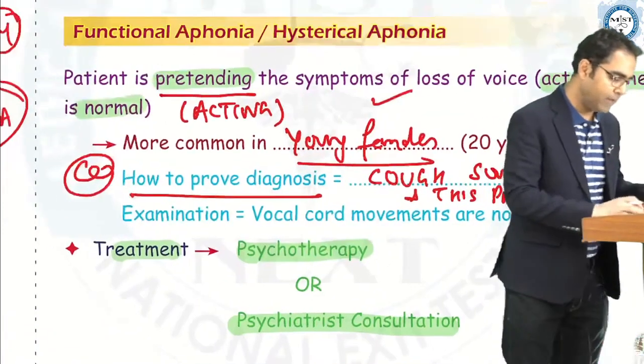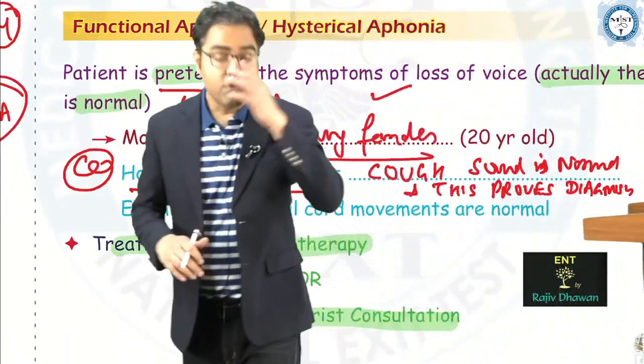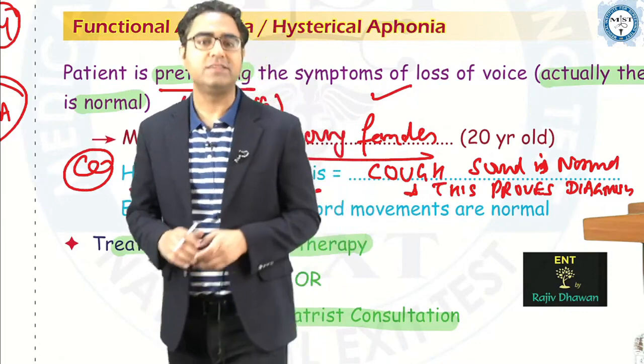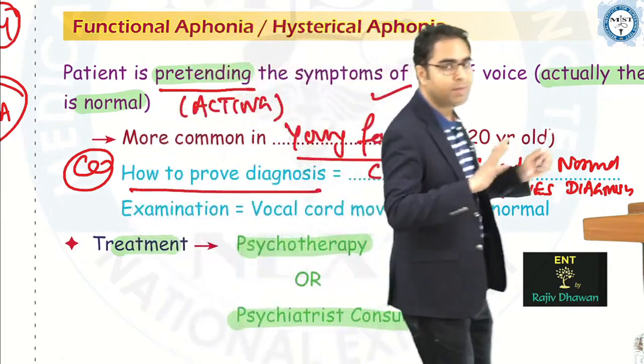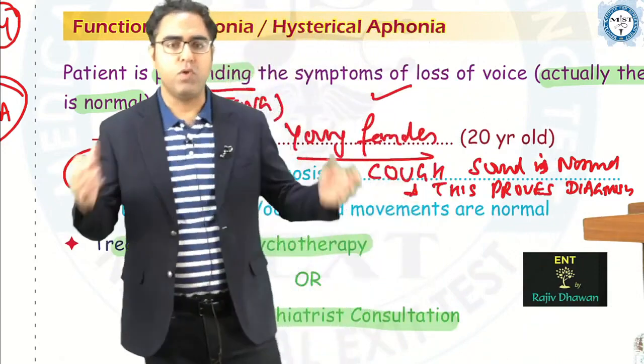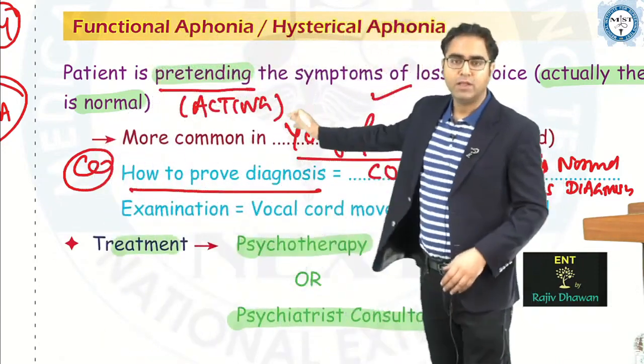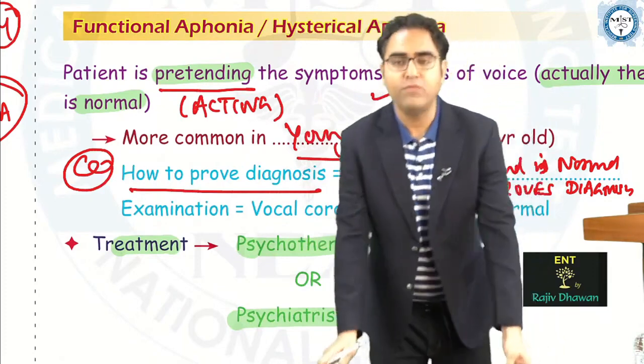This is a topic which has been asked multiple times. Let's revise this topic. What is the name of the topic? Functional aphonia or hysterical aphonia. It's a drama created by the patient, beta. The patient is pretending the symptom of loss of voice, but actually the voice is absolutely normal. This patient is acting. Now, this is seen in young females, beta.